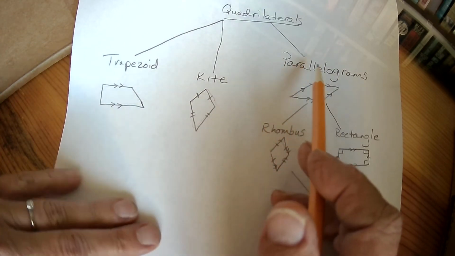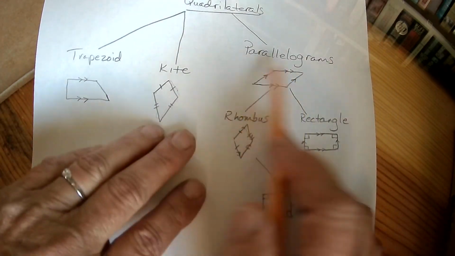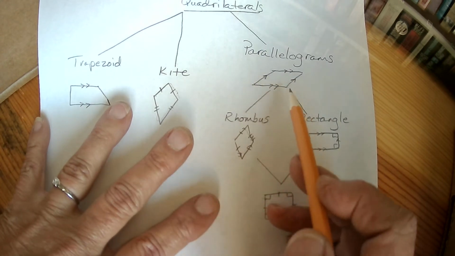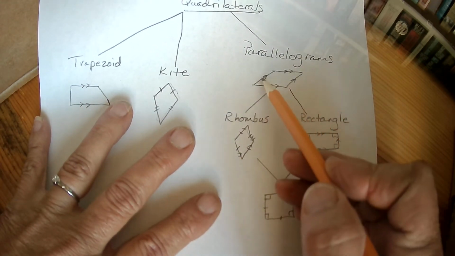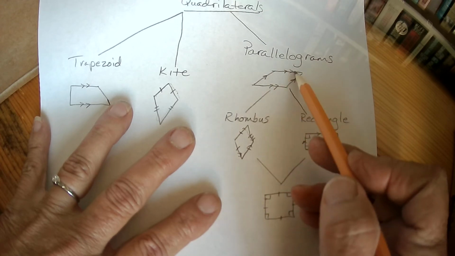And then you have a group of quadrilaterals called parallelograms. And the thing about parallelograms is both pairs of opposite sides are parallel. Not necessarily the same length, but they're both parallel.